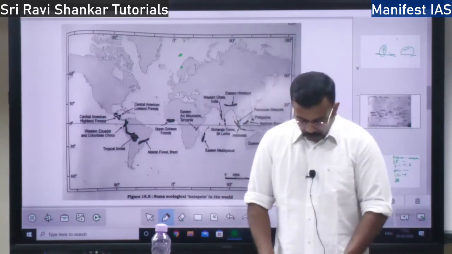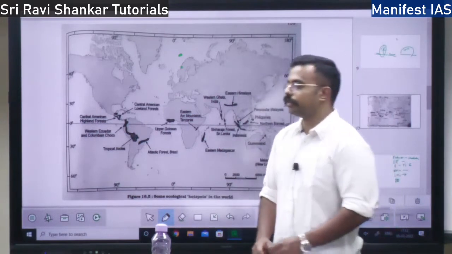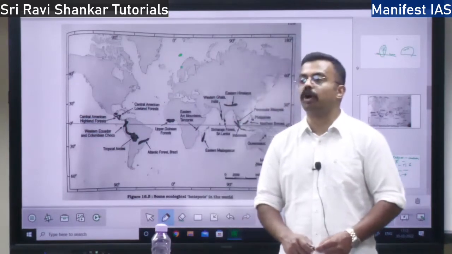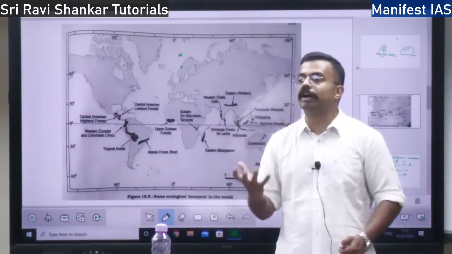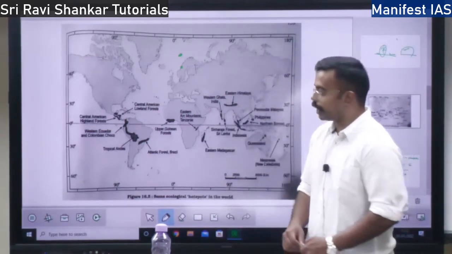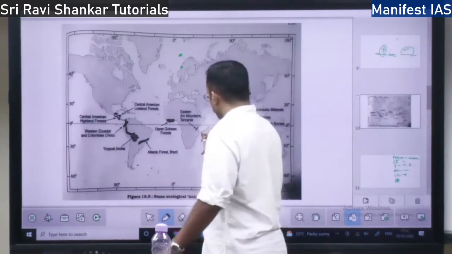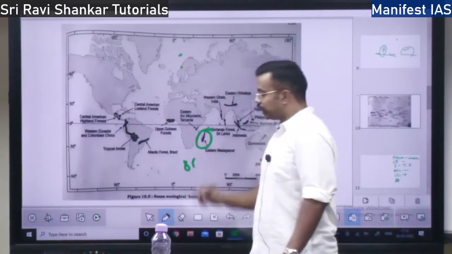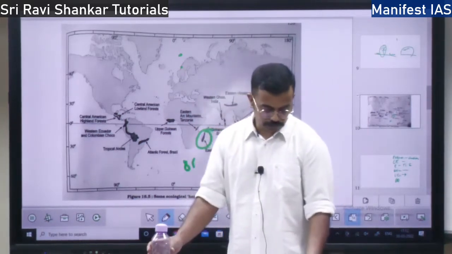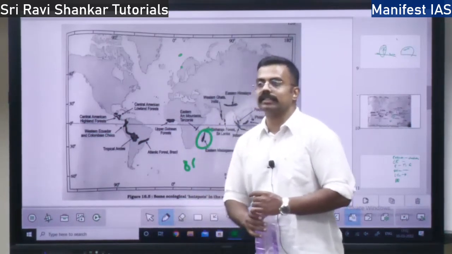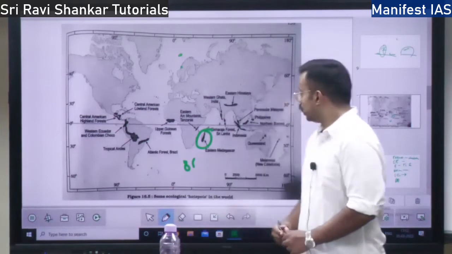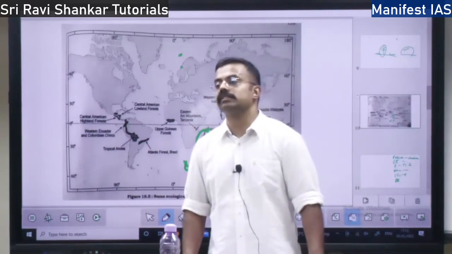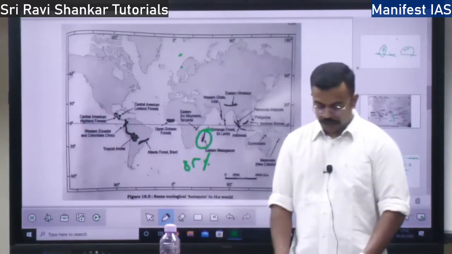Next, the IUCN, International Union for Conservation of Nature, has also marked certain biodiversity hotspots. A hotspot means where biodiversity is very high. So they have marked Madagascar. If you take the example of Madagascar, which continent does Madagascar belong to? African continent. In Madagascar, 85% of the animals and plants found in Madagascar are not found anywhere else. So it is a biodiversity hotspot.